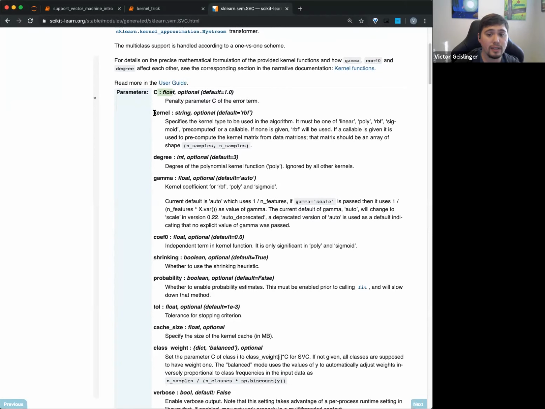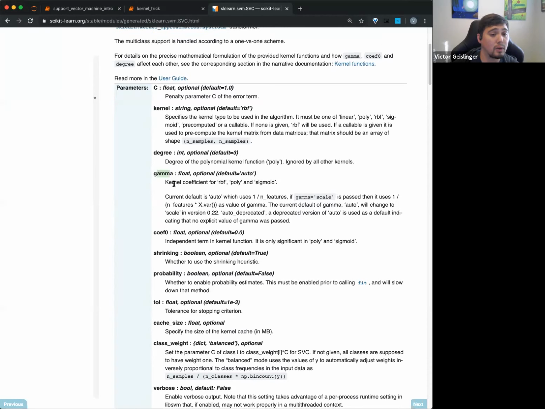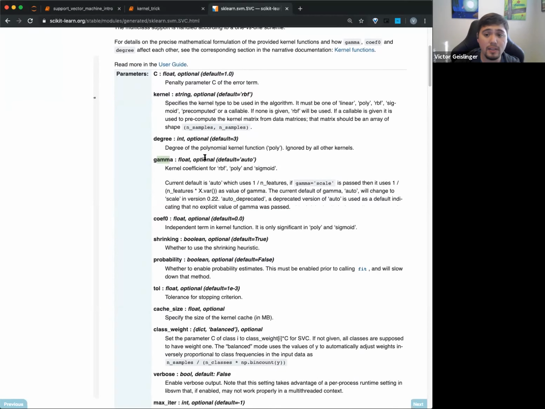You can also change the kernel, which we'll talk about in a second, and things like gamma, which we'll also talk about. These are, for the most part, hyperparameters. They decide how the support vector machine learns and what that boundary and classifier is going to look like.